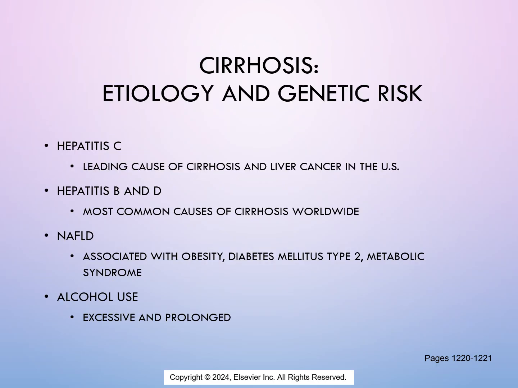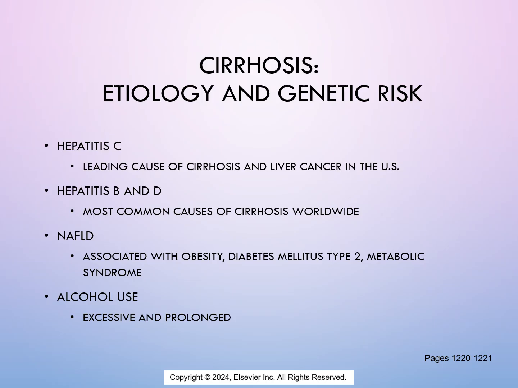The leading cause of cirrhosis in the United States is hepatitis C, and this is a blood-borne illness. Hepatitis B and D are the most common causes of cirrhosis worldwide. Chronic alcohol use, bile duct disease, non-alcoholic fatty liver disease, and non-alcoholic steatohepatitis also lead to cirrhosis. The inflammation caused by hepatitis C leads to scarring of the liver. It may take decades to develop cirrhosis, but hepatitis C infection with alcohol use can speed up the process.